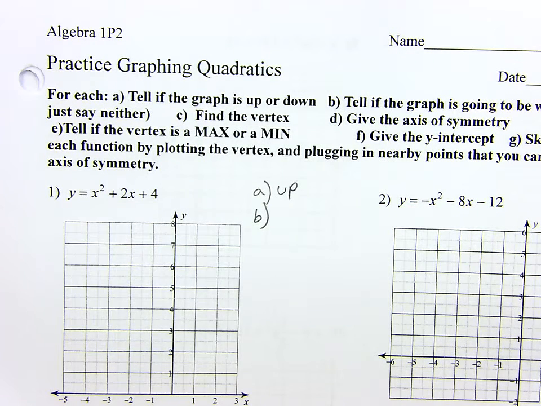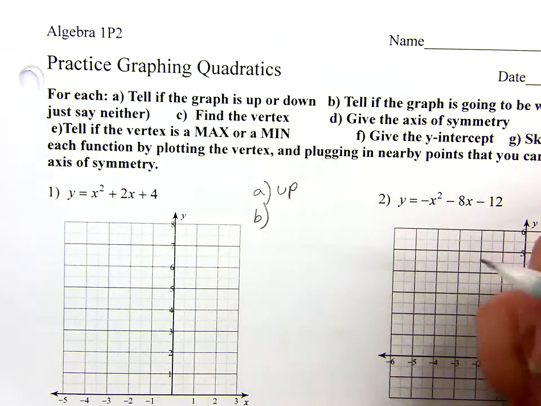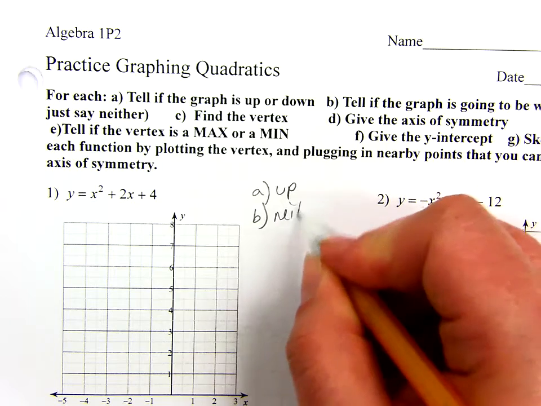Tell if the graph is going to be wide or narrow. If A is equal to 1, just say neither, whatever you want to say. So what is the value of A? Since A is 1, it's neither wide or narrow, so we're just going to say neither.